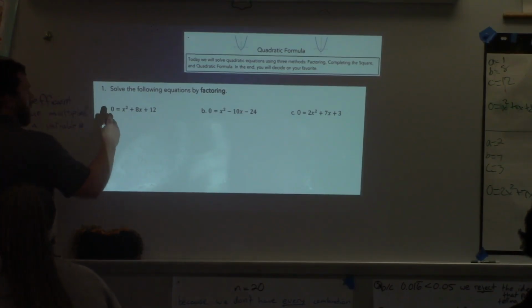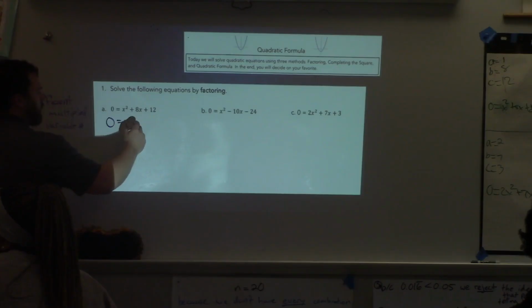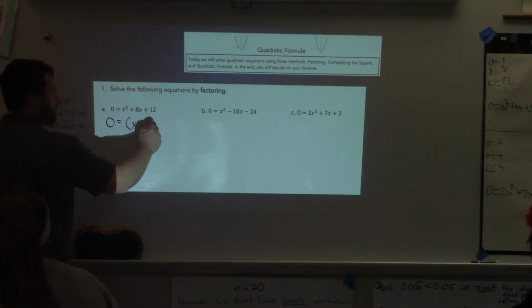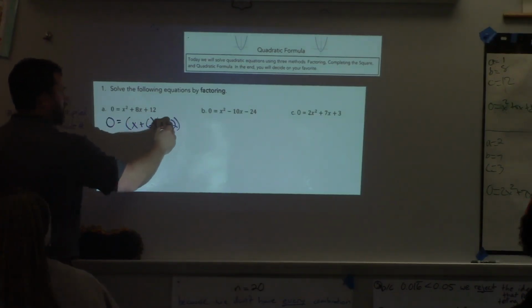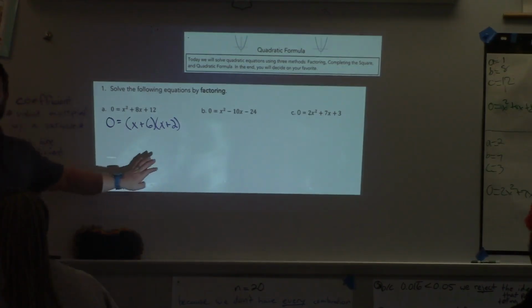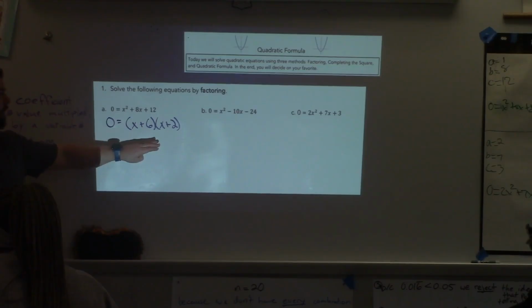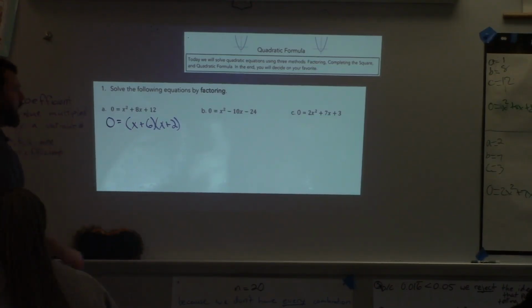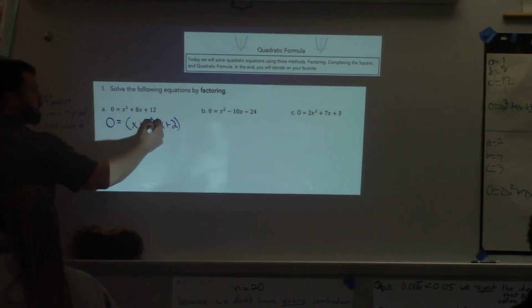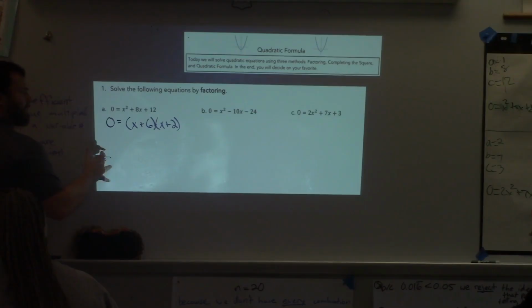Okay, so A, was it factored into X? We did. I'm not showing the work to get there, but we did the factoring to get x plus 6 times x plus 2. And then what do I do from here as a reminder? Do x plus 6. Not yet. x plus 6 equals 0.